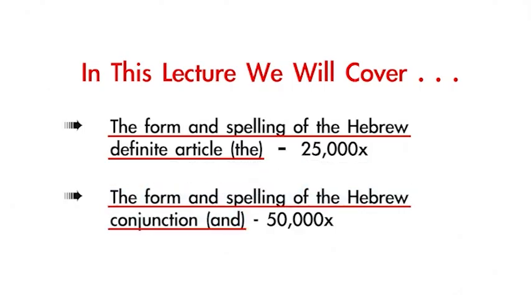And consider the fact that these 2 words together occur 75,000 times in the Hebrew Bible. The definite article, the Hebrew word for the, appears 25,000 times approximately, and the conjunction meaning and appears 50,000 times in the Hebrew Bible. So these 2 forms occur more than any other form in Hebrew, and so they're very important. We're going to learn how to say the and in Hebrew.